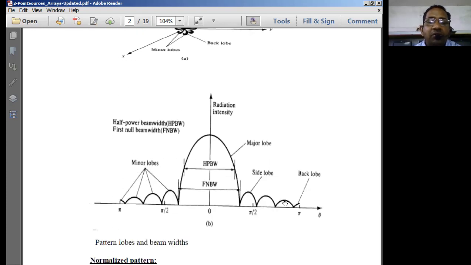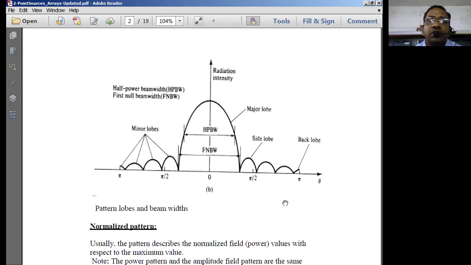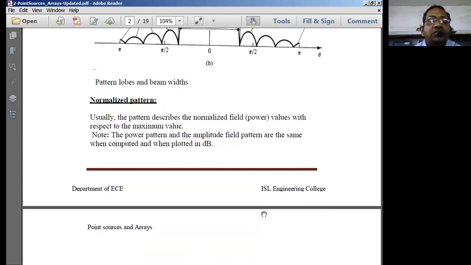So same diagram we have drawn. The same diagram, when you draw and show it with all the other parameters, something like first null beam width, half power beam width, we can show it something like that. It means between two first nulls, the angular displacement or angular distance between the two first nulls is going to be the first null beam width, and similarly the angular distance between the points where the power is less than 3 dB is going to be known as the half power beam width for us.